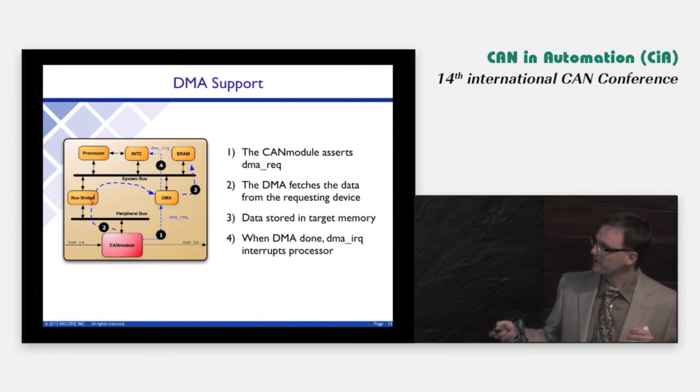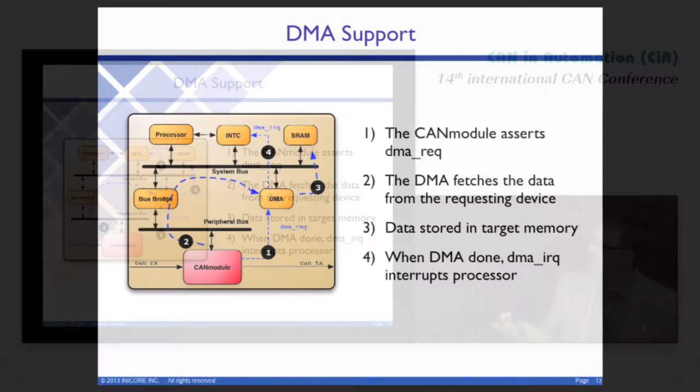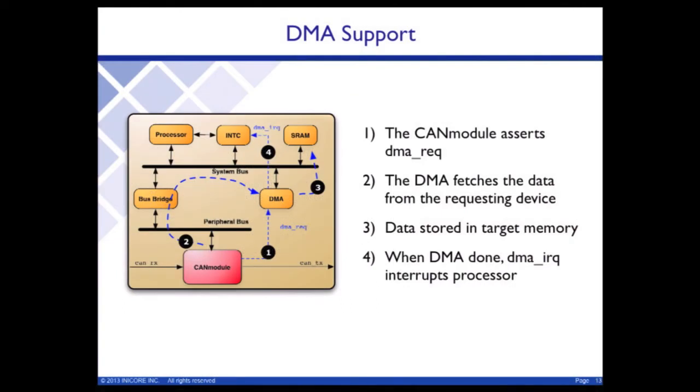Okay, so the DMA engine receives a DMA request, fetches the data from the CAN core and puts it into the local SRAM, meaning the internal system memory. And once the data is fetched, the DMA controller interrupts the processor to indicate, okay, we have new data. Now, the processor, at its leisure, can directly access the memory directly on the system bus, where it knows it's a high-speed bus, and we don't have any delays caused by bus bridges.